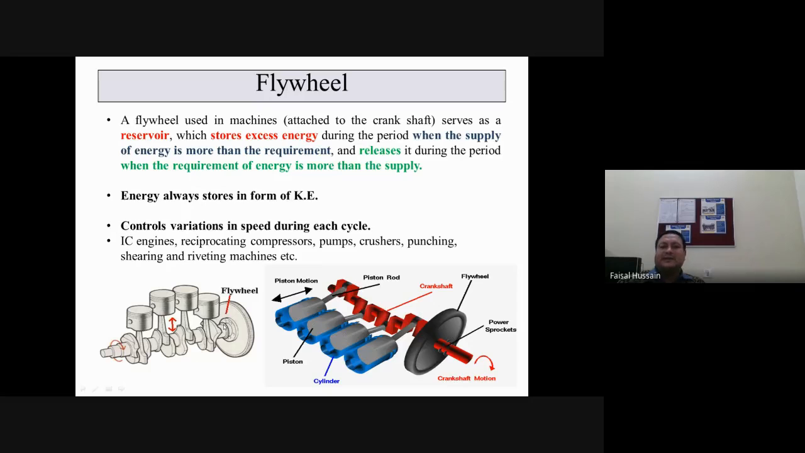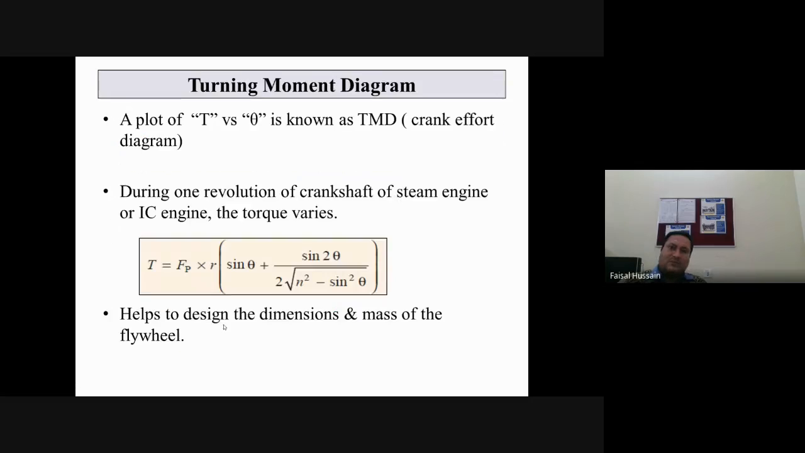Okay, its application is in IC engines, internal combustion engines, then reciprocating compressors, then pumps, crushers, punching machines, shearing machines, riveting machine, etc. There are various number of applications of flywheel. Now let us see, after going through the definition of flywheel, that it is used to store the energy and release the energy as per the requirement. Now let us move and see what is the turning moment diagram. It is important, turning moment diagram.